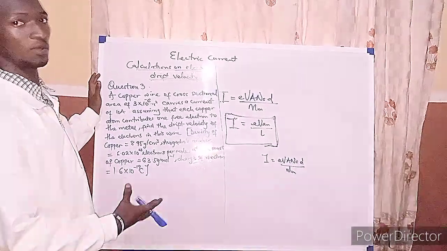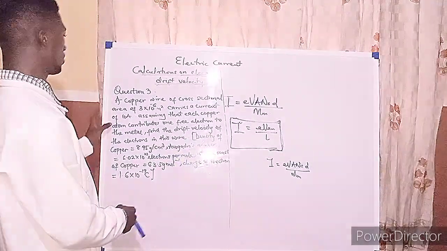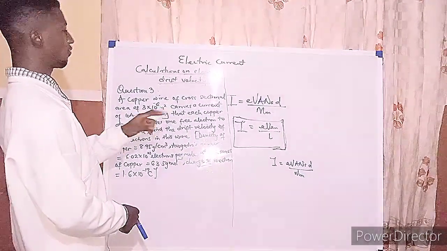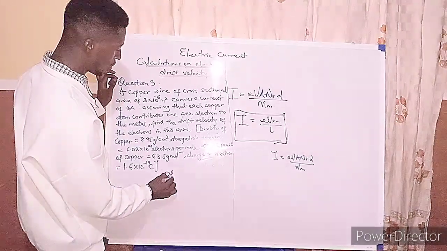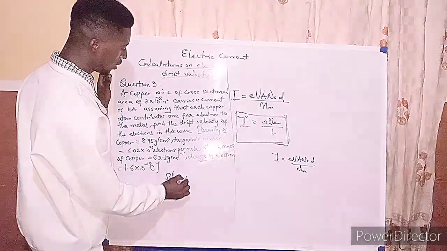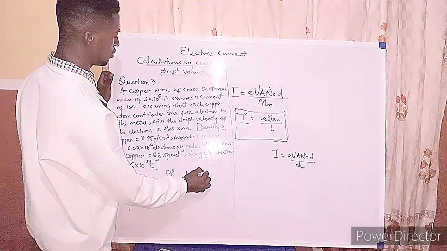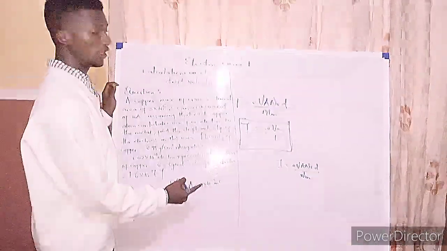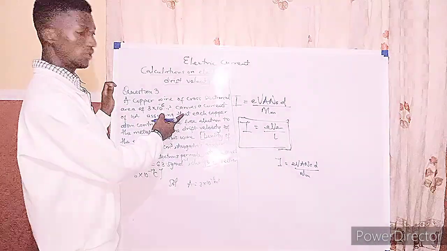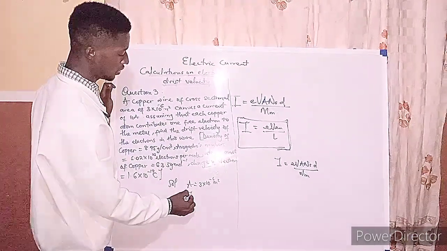So we're going to pick out the parameters as usual and determine which of the formulas we are to use. Okay, here now, a copper wire of cross-sectional area. Area has been given straightforward here. What's our area? Our area has been given to be 3 times 10 raised to the power minus 6 meters squared. So there's no need for you to look for the area. You have been given it directly. Then here we have that it carries a current of 10 ampere.